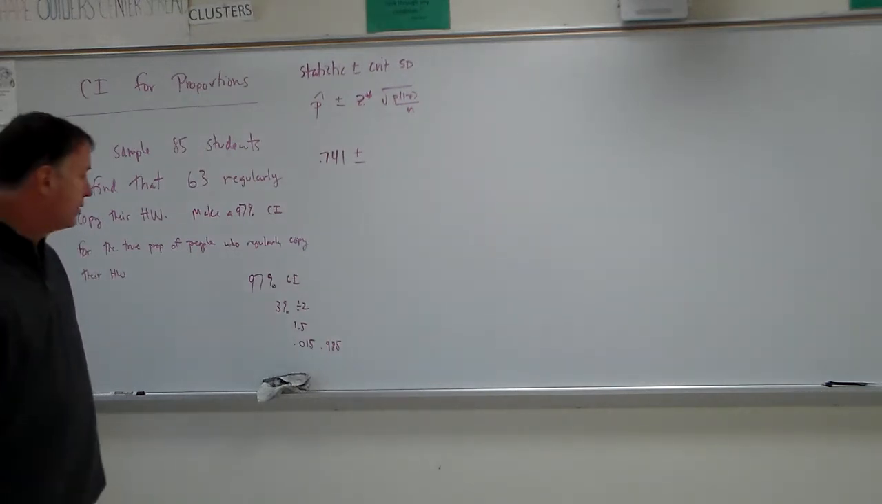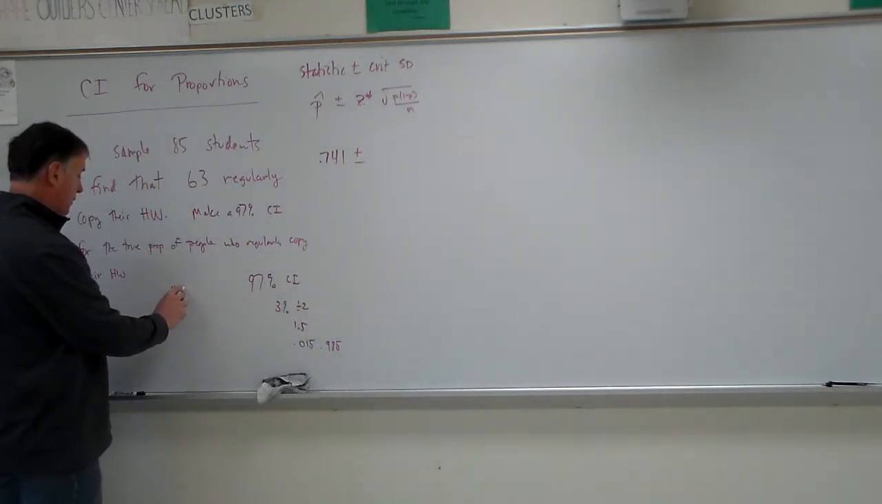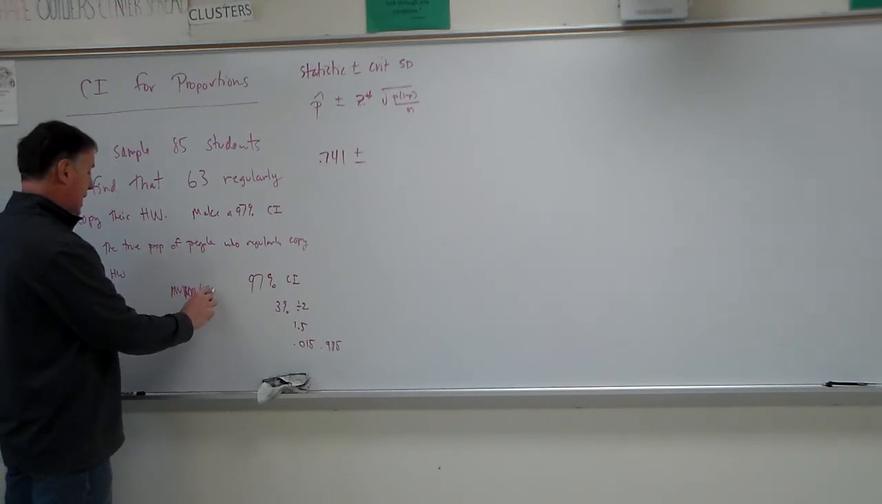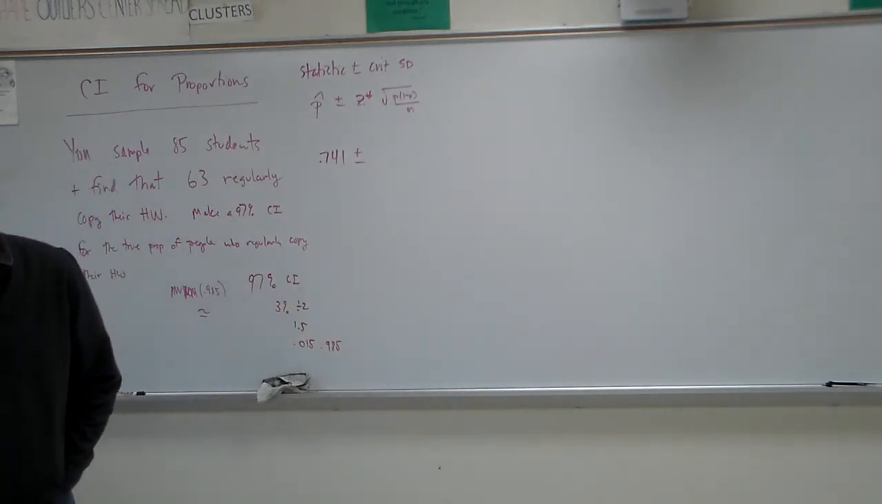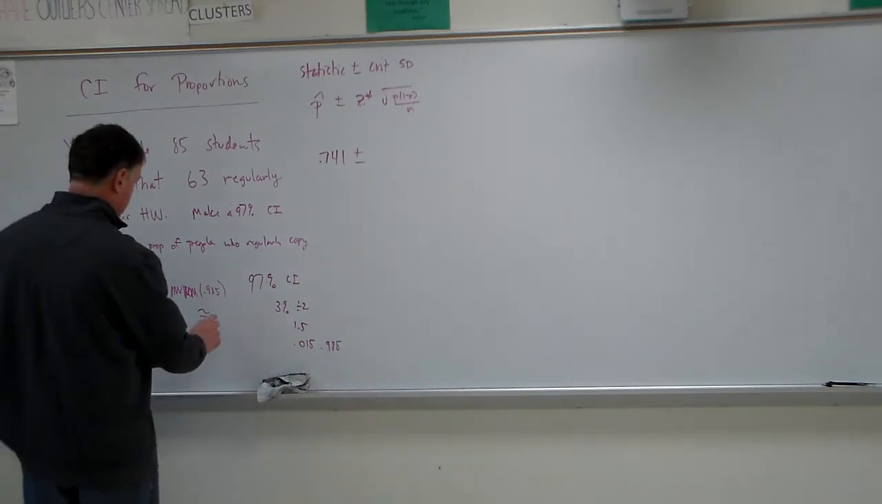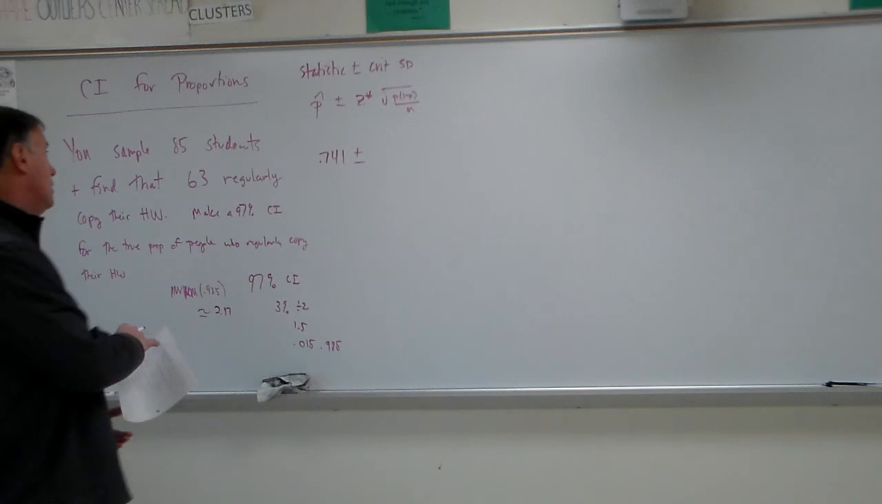So if you did inverse norm of 0.985, you would find a critical value of, I believe, 2.32. Nope, 2.17, excuse me. So, I write that in.